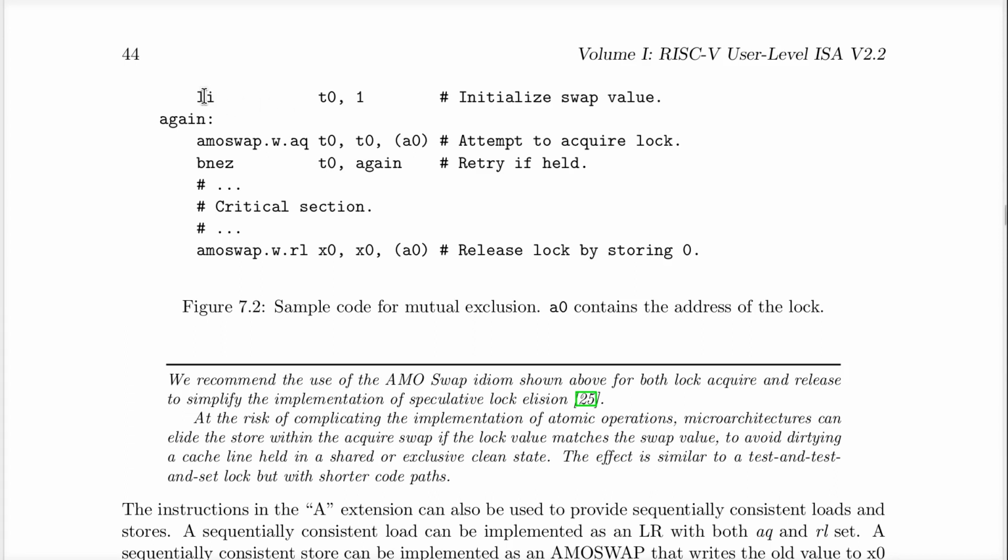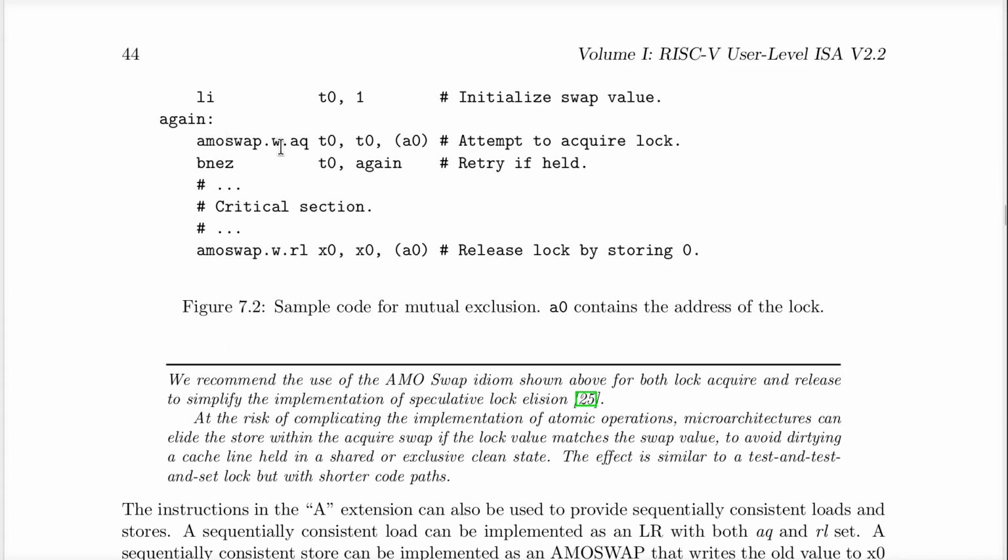So how does this thing work? You say load immediate, the value 1 into temporary register 0. And you'll see that temporary register 0 is the value we're going to try and store into the lock, okay? Now, before you enter into this code, register A0 should be preset with the address of where the lock is in memory, okay?